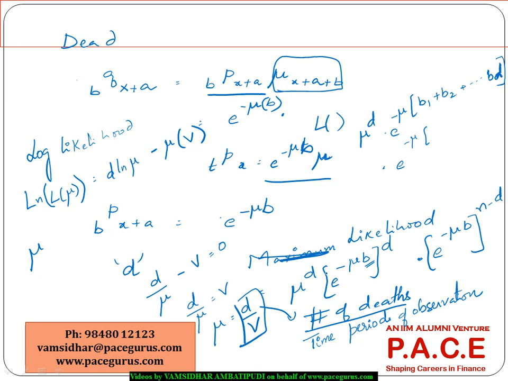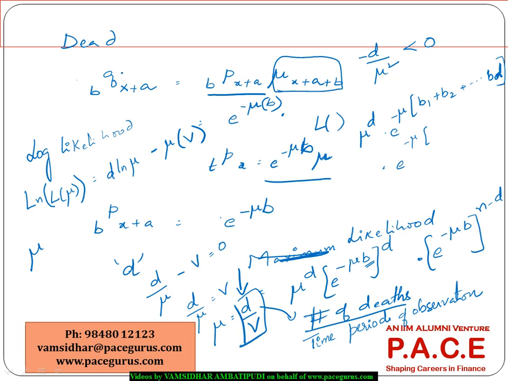Now let's find the second derivative. D by mu minus v was the first derivative, so the second derivative is minus d by mu squared. Mu squared is positive, d is positive, so this overall number is less than 0, which means this is the maximum value itself. So whatever value d by v generates is the maximum likelihood value. So the better estimator for mu is d by v.